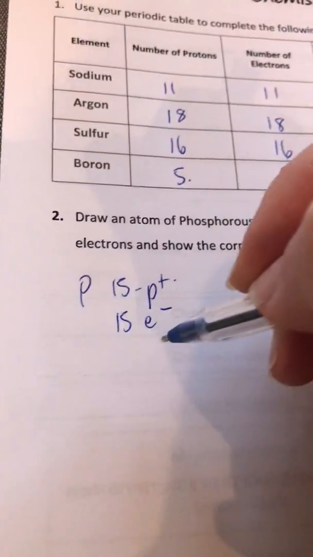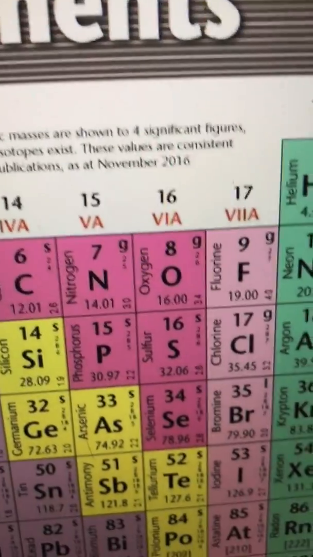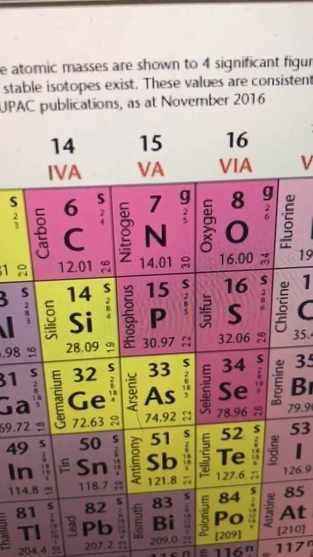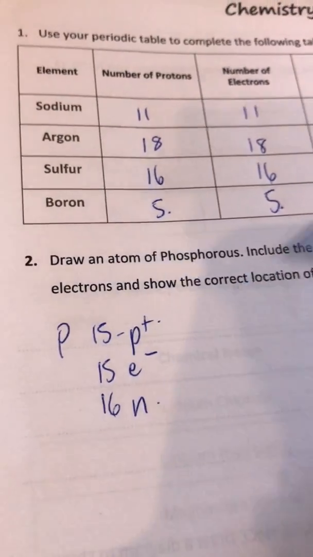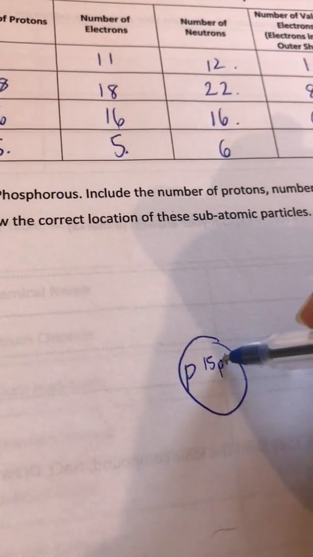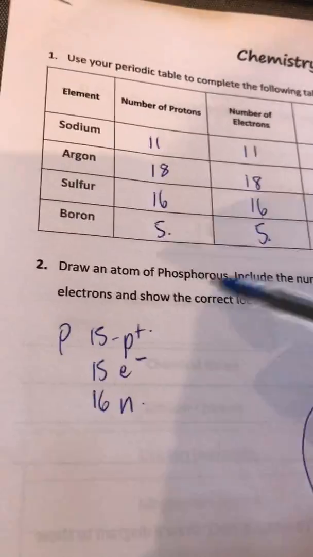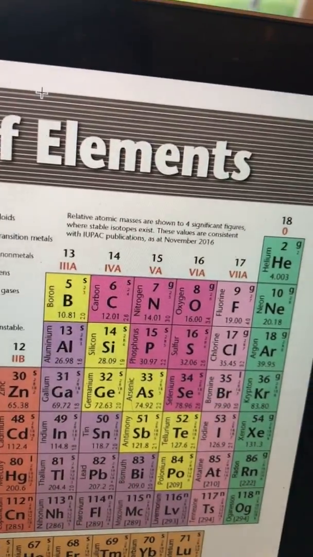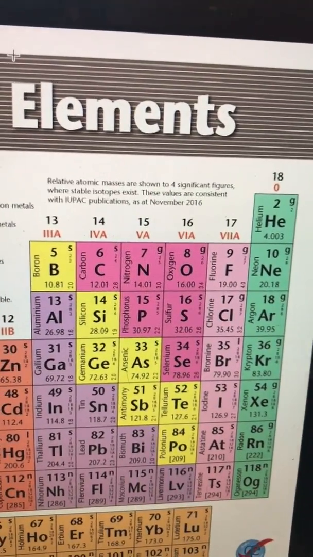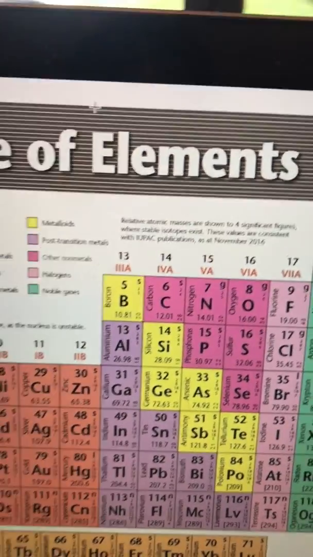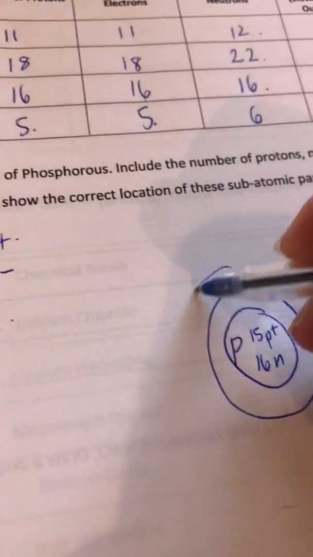And in terms of neutrons, the relative atomic mass is 30.97, so that's 31 minus 15 is 16 neutrons. So in our nucleus, I might put P for phosphorus, I'll put my 15 protons and my 16 neutrons. So I've got 15 electrons. Now I could go, okay, I'm in group 5, so that means I have 5 electrons in the outer shell, and I'm in period 3, which means I have 3 electron-containing shells, so that could be my shortcut.